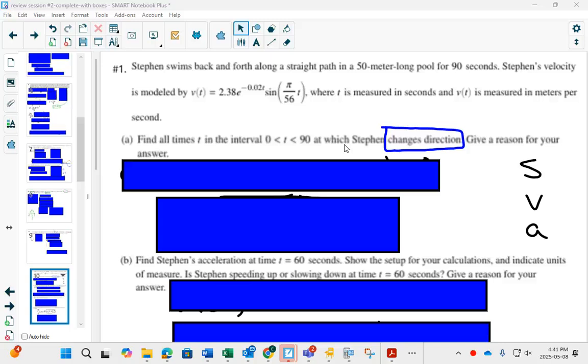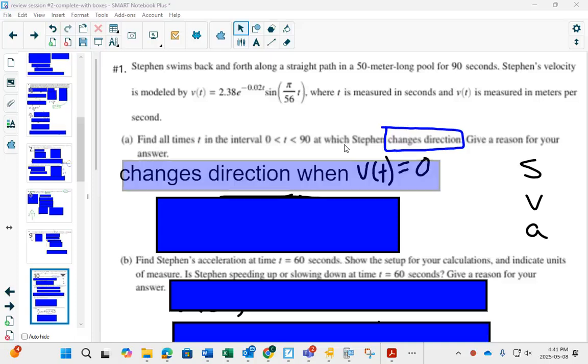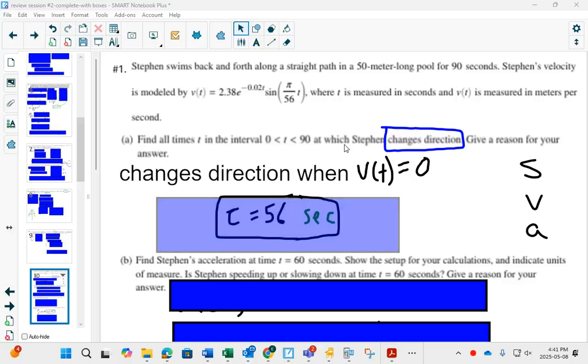So what's going to happen when you change direction? His velocity is going to change from positive to negative. So we need to find when that velocity is equal to 0. And this is a calculator question, so you could just plug that into your calculator. Set your time from 0 to 90, and you would discover that at t equals 56 seconds, it's equal to 0. Some of you might also be like, ooh, I know that sine of pi is 0. So when t is 56, you could do mental math as well.